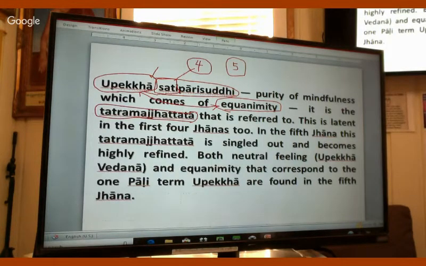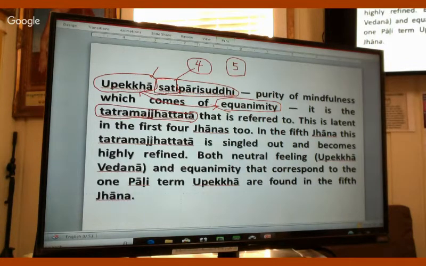Tatramajjhattata is a very popular teaching of the Buddha, the middle way. The middle way means Tatramajjhattata working with wisdom. That wisdom is the very middle way. In the Eightfold Noble Path, it is the middle way, which does not go to the two extremes, isn't it? So to go the middle way, we need Tatramajjhattata, equanimity. But that equanimity works with the power of mindfulness, wisdom, energy, and concentration. It's very, very important.